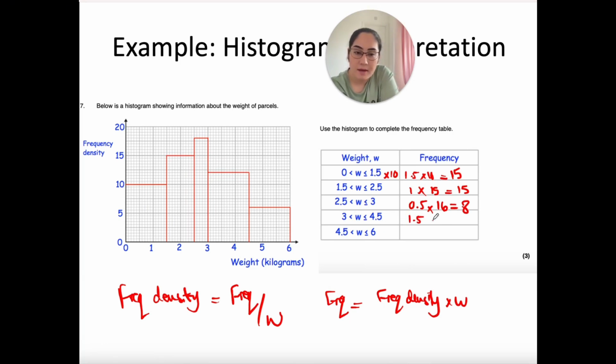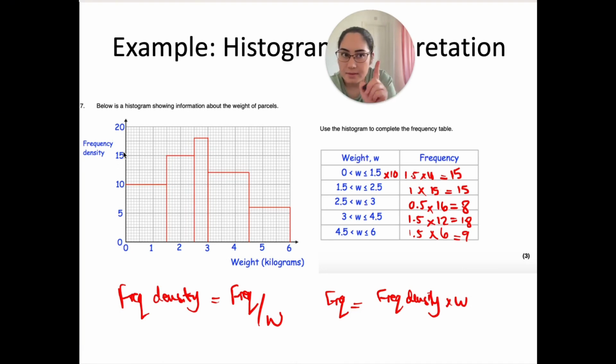The next one has a range of 1.5. So we multiply 1.5 by the frequency density, which in this case is 12. And that gives us 18. Then the range is 1.5 again, and we are multiplying by 6, and that gives us 9.